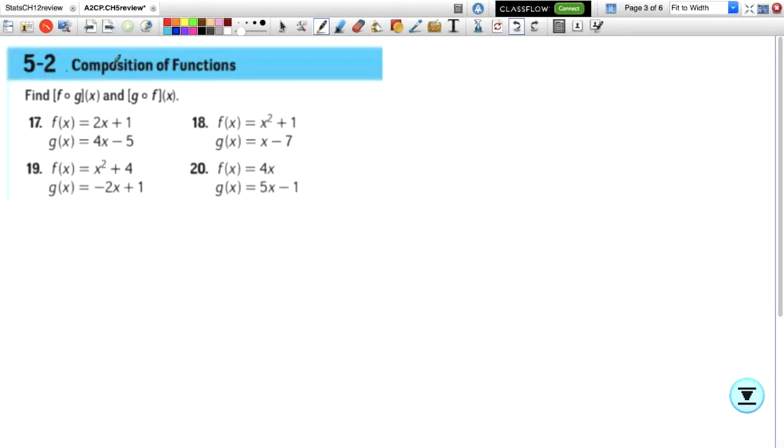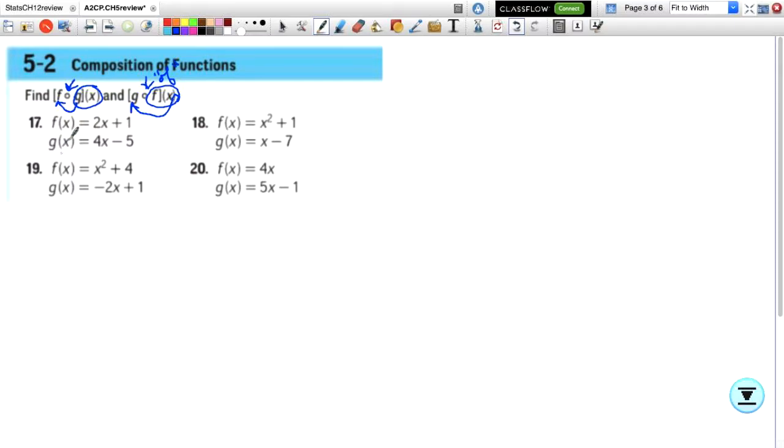In the next section, we're going to be looking at compositions of functions, and this is where we have this funky symbol, that open dot, which means kind of the word of, right? So we're going to say f of g of x, or g of f of x, and it just means take your f of x and plug it into the g function. Or in this case, take your g of x function and plug it into the f.